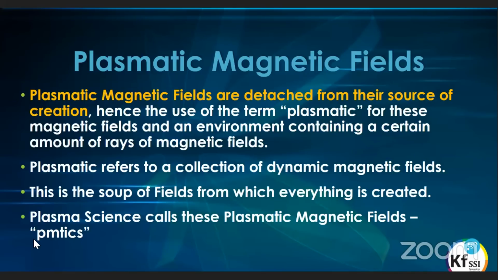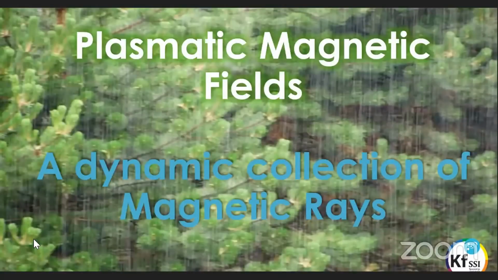When one starts reading the books and a lot of the teachings, the public teachings, and even the private teachings, you'll see that Mr. Keshe refers to a lot of these abbreviations, and so one has to start understanding these to really understand what is being taught. A simple definition of what plasmatic magnetic fields are is that they are a dynamic collection of magnetic rays.